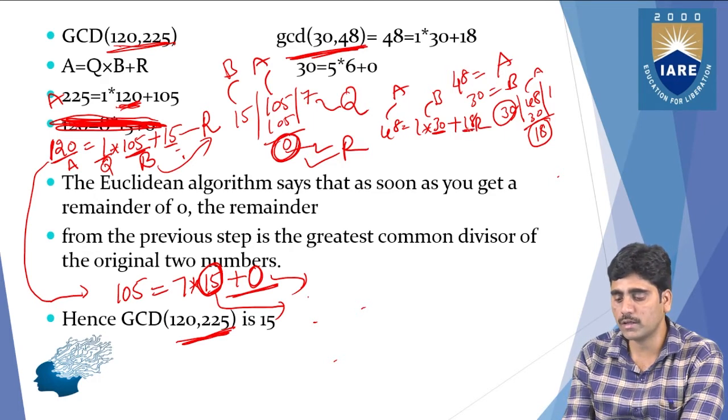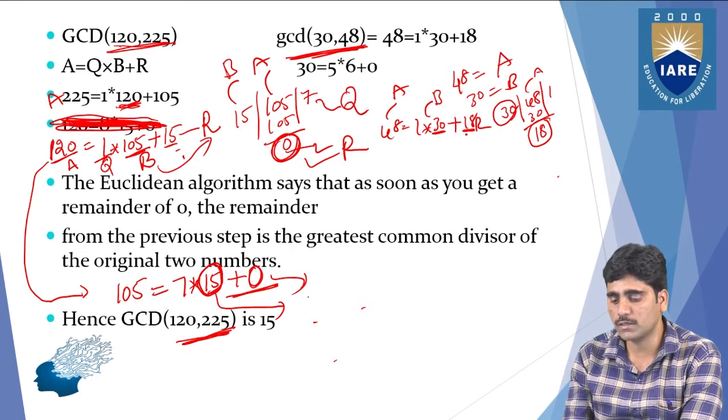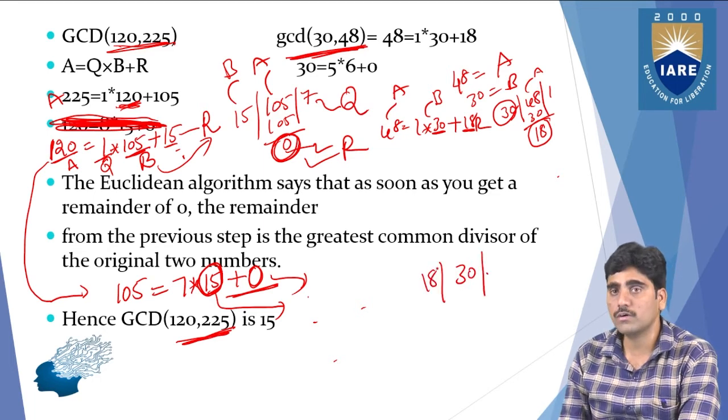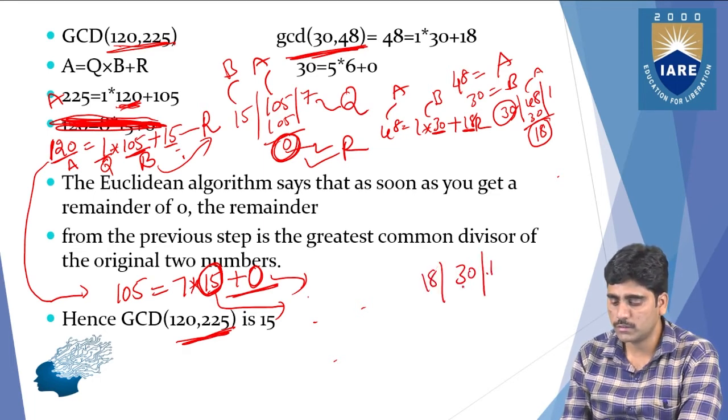Again, this is not 0, so we need to continue the statement until it becomes zero, right? As soon as the remainder gets zero, the previous step is going to be the greatest common divisor. So for that, we need to make this zero. So now you divide 30 with 18. How are you going to do it? 18, and the remainder is what? 12.